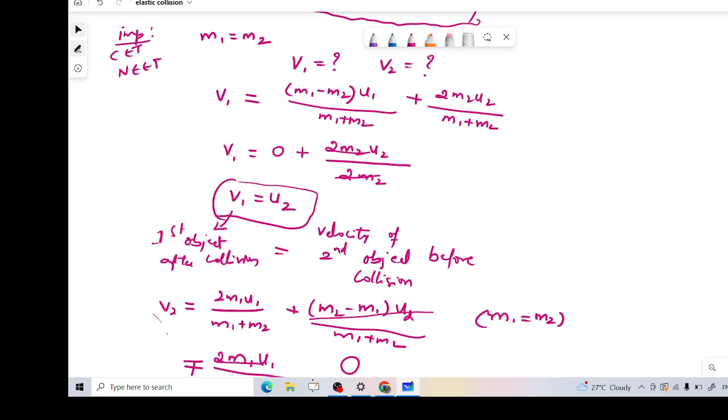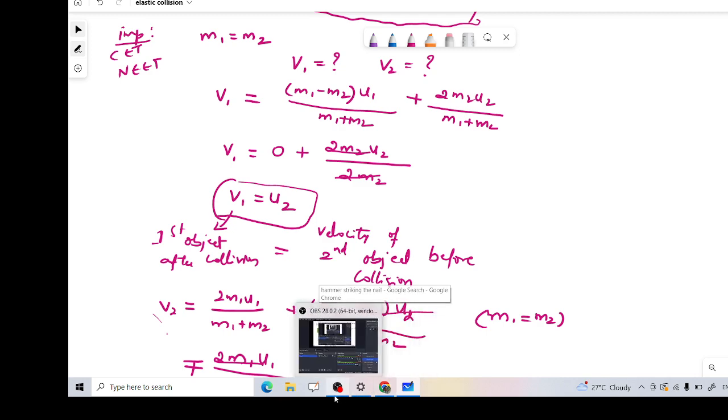The derivation is over, and in the next class we are going to study collision in two dimensions.